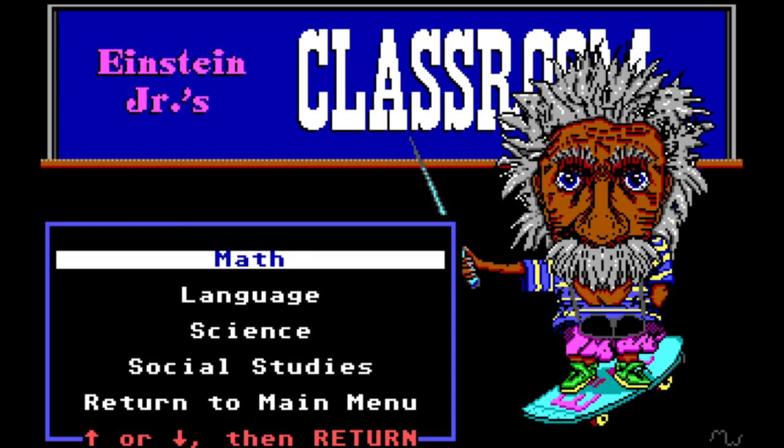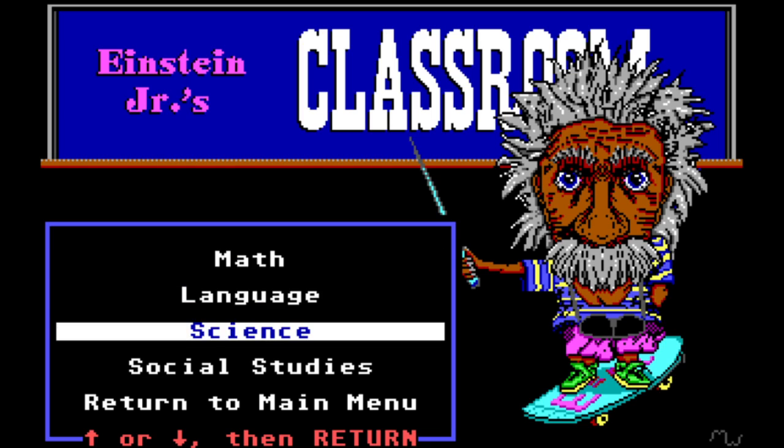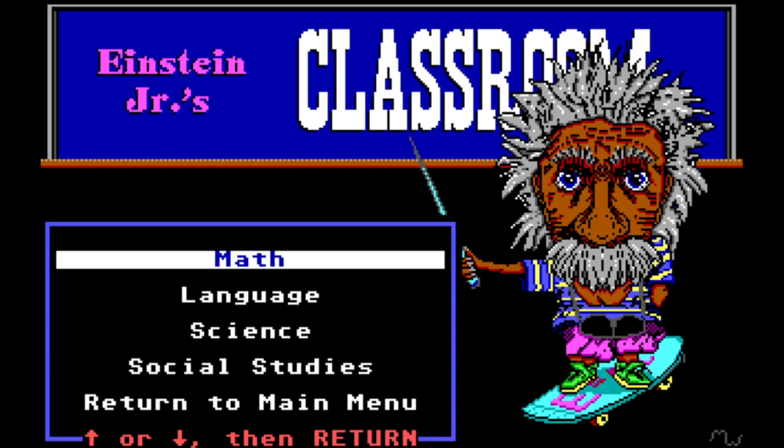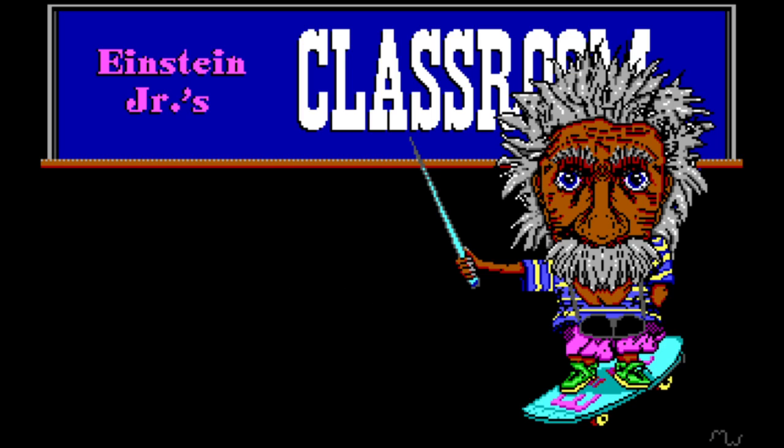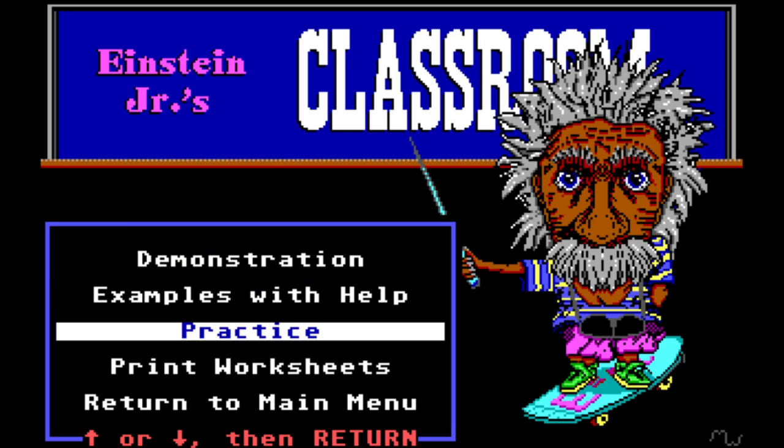So, this is an all-around primer for mid to upper elementary. You get the four main branches: math, language arts, science, social studies. And there are some particular classes within each. Let's do my wheelhouse first. Multiplication.